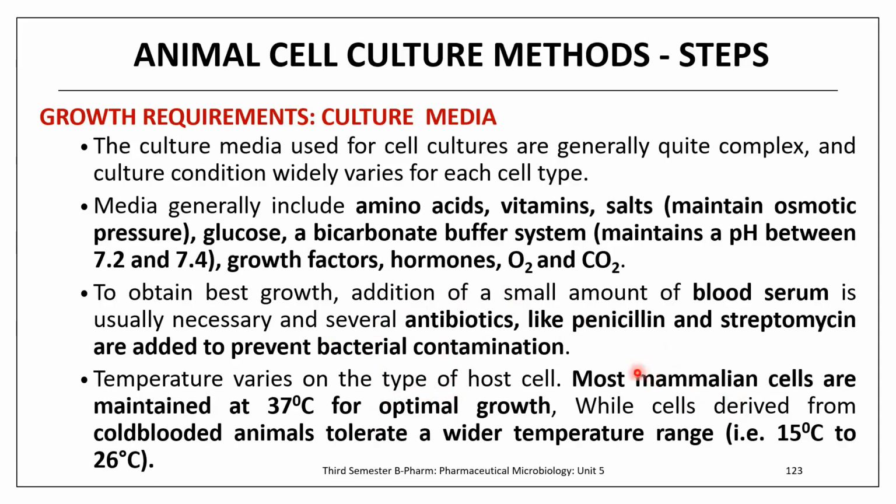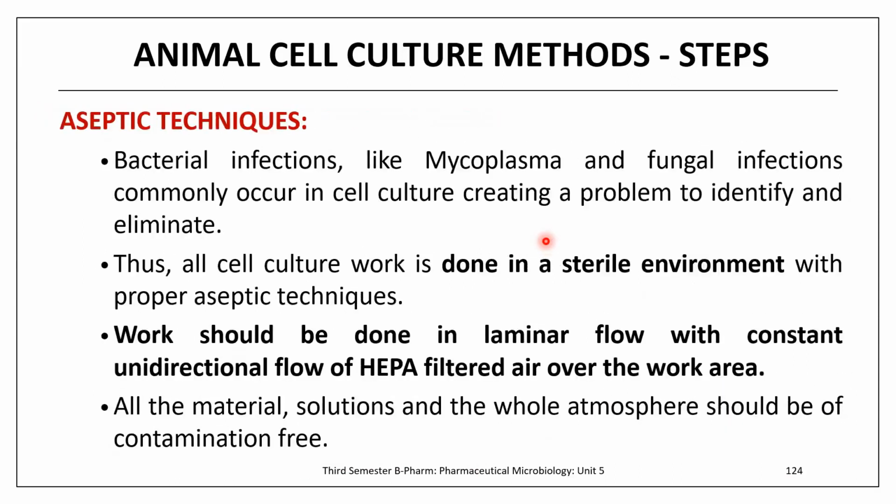And in case of mammalian cells, which are from warm-blooded animals, we have to incubate at 37 degrees Celsius. If you are using any kind of cells from cold-blooded animals, we have to keep the temperature at 15 to 26 degrees Celsius. So these are the different requirements for animal cell culture.